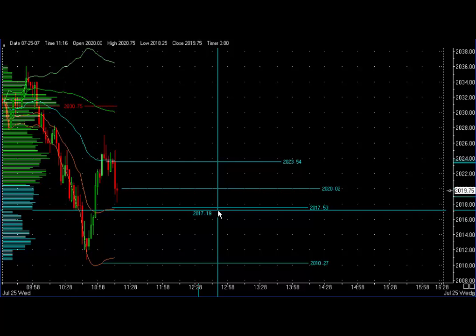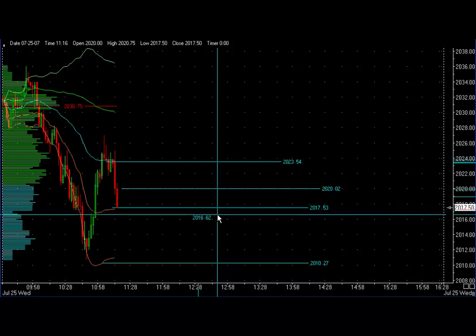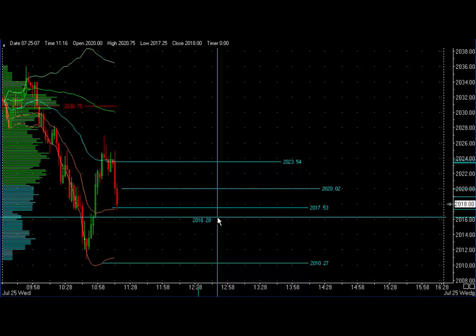So let's see if this thing is going to rotate back down again. 2019.75. Let's see if we can get a 2017.50 fill on this thing. We have to get to 2017 and a quarter to get that fill. Let's see if that's possible. 2017.50, there we go. 2017 and a quarter. Okay. We're out of the trade. So our trader has made a profit on 2 contracts.